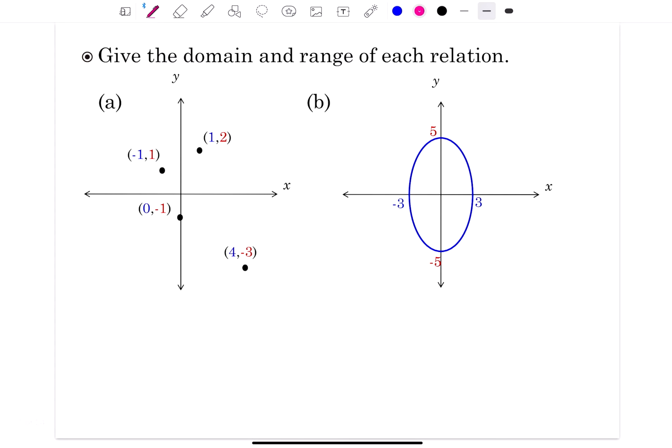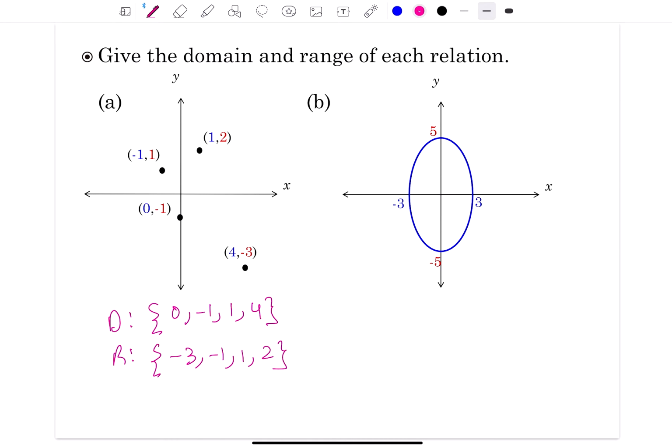Give the domain and range of each relation. So we are given some relations, we're looking for domain and range. Domain will be all the x values. We have x equals 0, negative 1, 1, 4, and the y values would be the range, which is negative 1. We can write them in the order negative 3, negative 1, 1, 2.